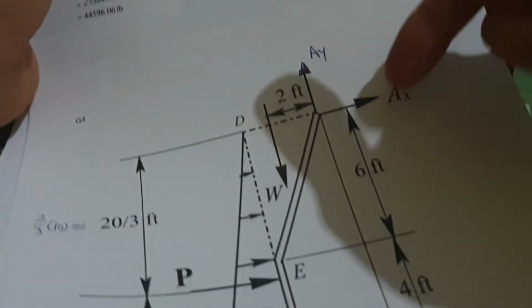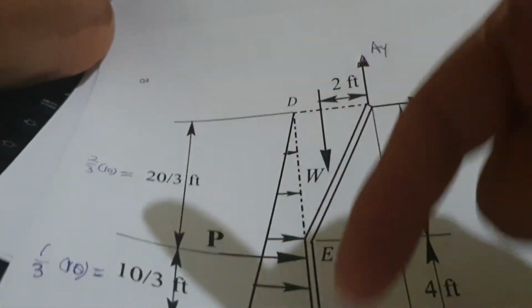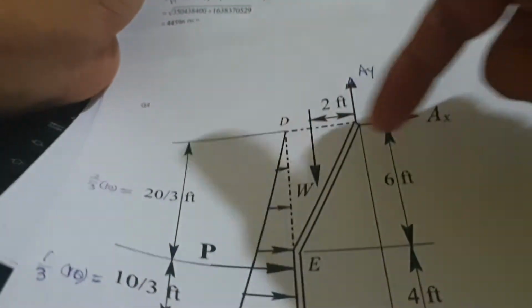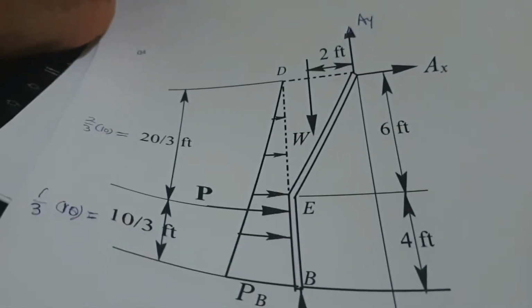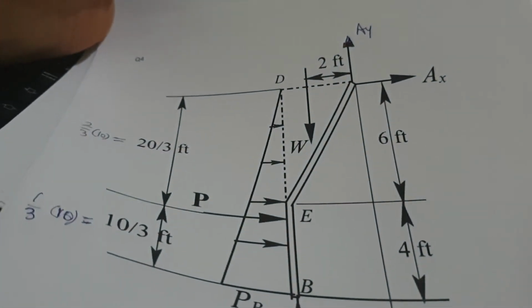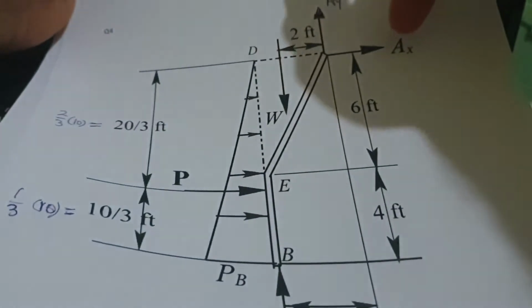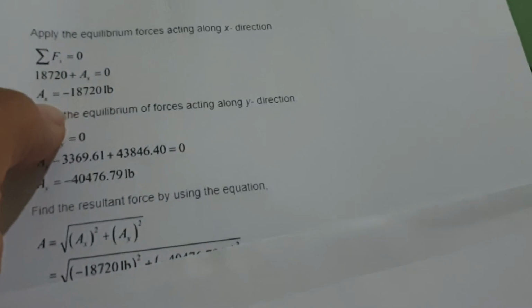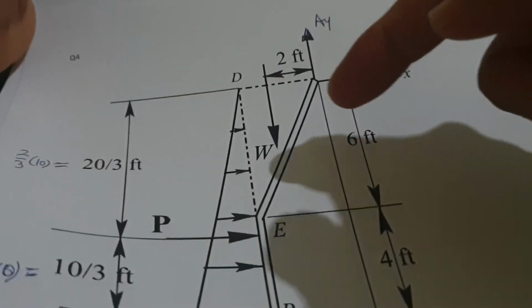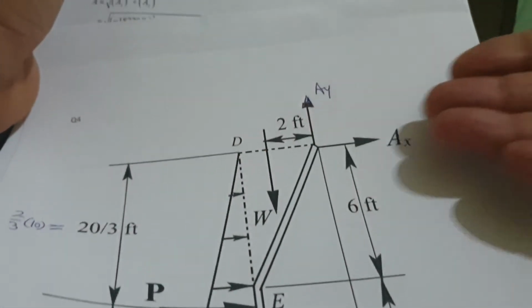Let's find summation of forces in the x. We want to find Ax. Ax and P should be in this calculation. Summation of forces in x equal to 0. This, you could put P in the plus, Ax equal to 0. Ax would give you minus 118,720 pounds. Which means that the Ax is not in the positive x, it's going back in the negative x.